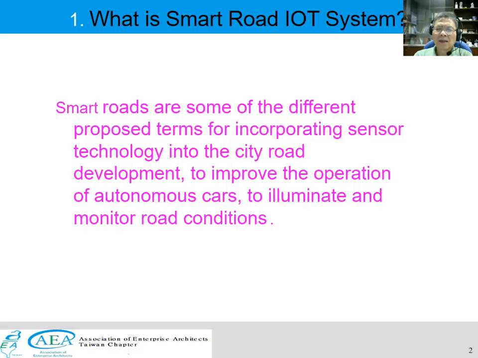Smart roads are some of the different proposed terms for incorporating sensor technology into the city road development to improve the operation of autonomous cars, to enumerate and monitor road conditions.